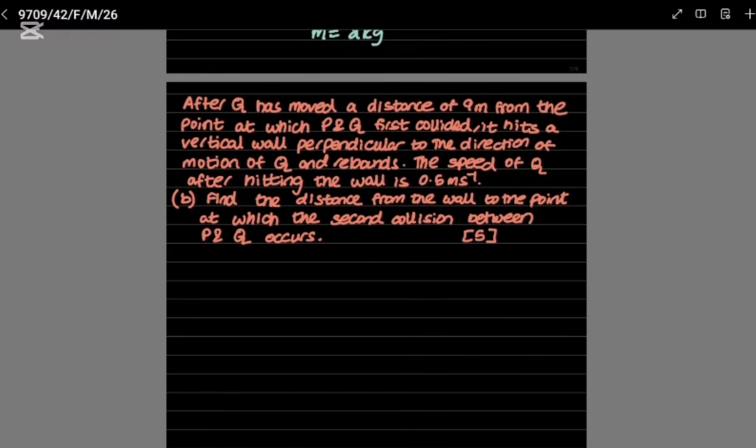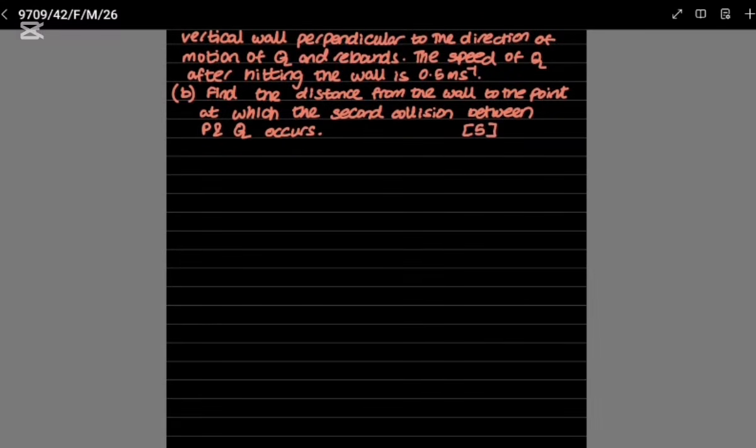Alright, after Q has moved a distance of 9 meters from the point at which P and Q first collided, it hits a vertical wall perpendicular to the direction of motion of Q and rebounds. The speed of Q after hitting the wall is 0.5 meters per second. Part B. Find the distance from the wall to the point at which the second collision between P and Q occurs. Just imagine what happens. Draw a rough sketch again. This is going to help you a lot. You need to understand what's happening.